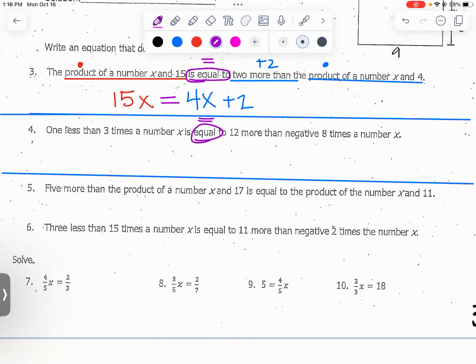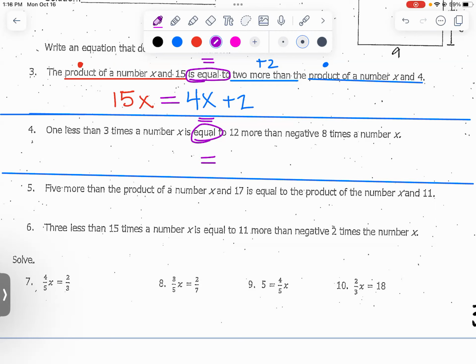Why did you give away your pencil? Here's my equal sign. Don't break it or you owe me $5. Oh, yeah, I'll break it. Oh, I'm sorry.